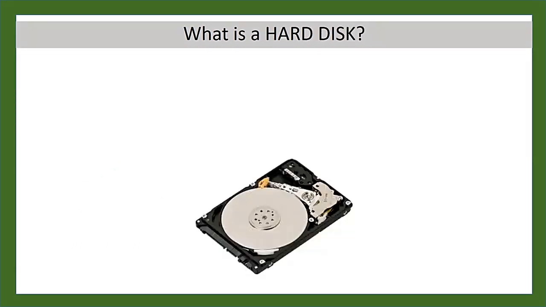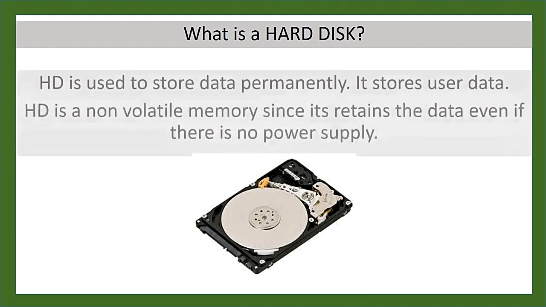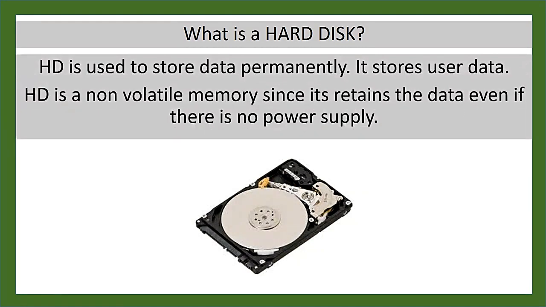Now, what is a hard disk? Even hard disk is a memory. Can you guess what kind of memory hard disk will be, and why do we require a hard disk? A hard disk is used to store data permanently. It stores user data. So basically, you're storing a lot of music files, video files, and a lot of data that you have.